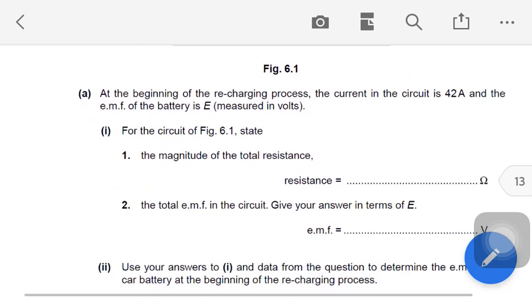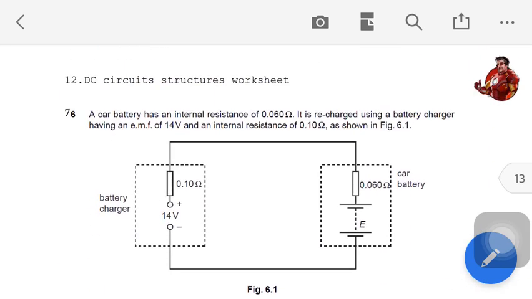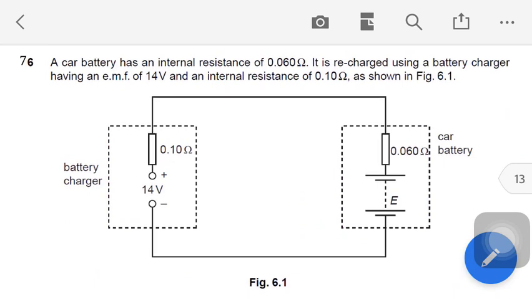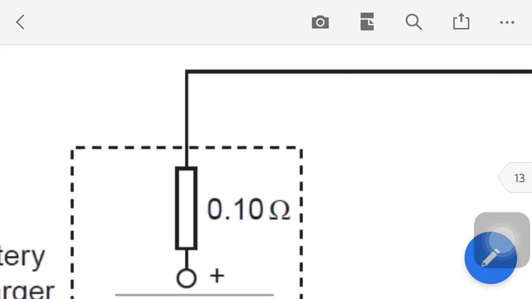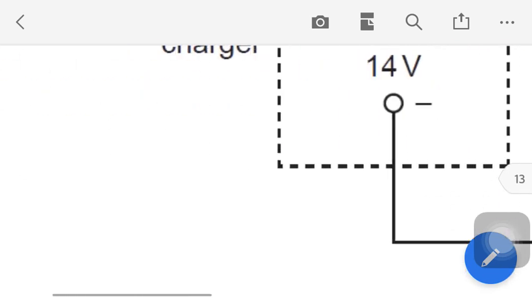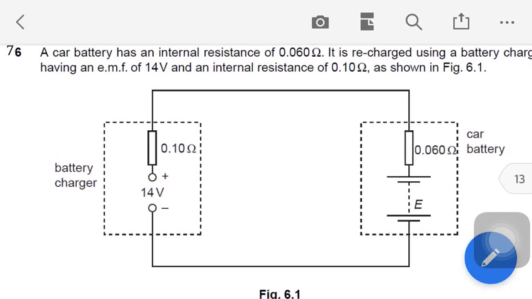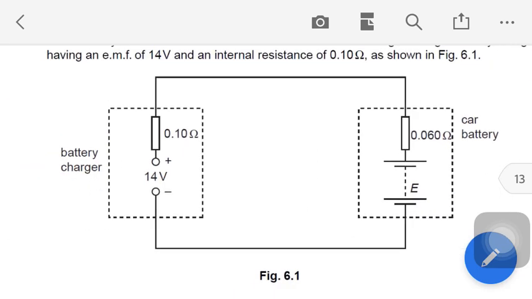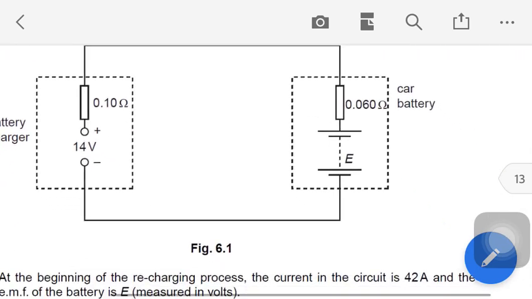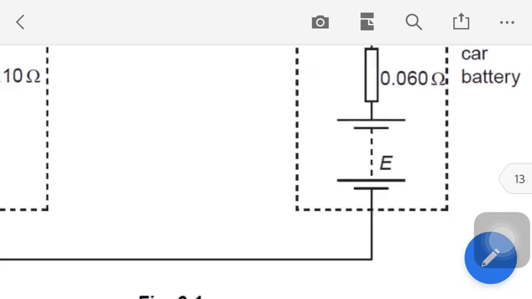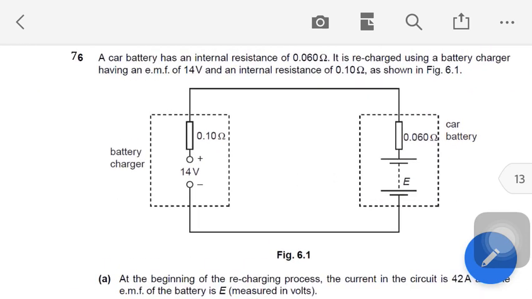Now they are asking you to derive the total EMF in the circuit. So you go around the circuit. You start here, then you go here, then you start moving this way, you come down here. If you complete a circle like that, there are only two EMFs: one is this 14 volts, the other is this E. And if you look at them, the plus terminal of this one and the plus terminal of this one are connected, and the negative of this one and the negative of this one are connected. So it is like two batteries opposing each other. So the resultant EMF would be the difference of them.